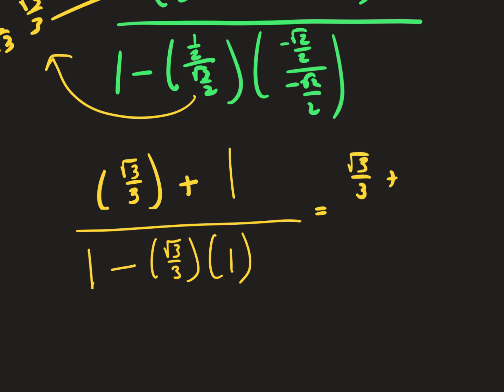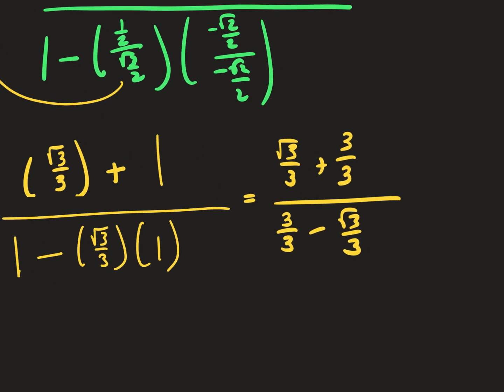What's another way I can write 1 so it has a common denominator? Okay, 1 over 1, but what would the common denominator be? 3 over 3, good. Everybody with me so far? Same thing on the bottom. What's my common denominator going to be between 1 and 3? So it'd be 3 over 3 minus root 3 over 3. You guys agree?